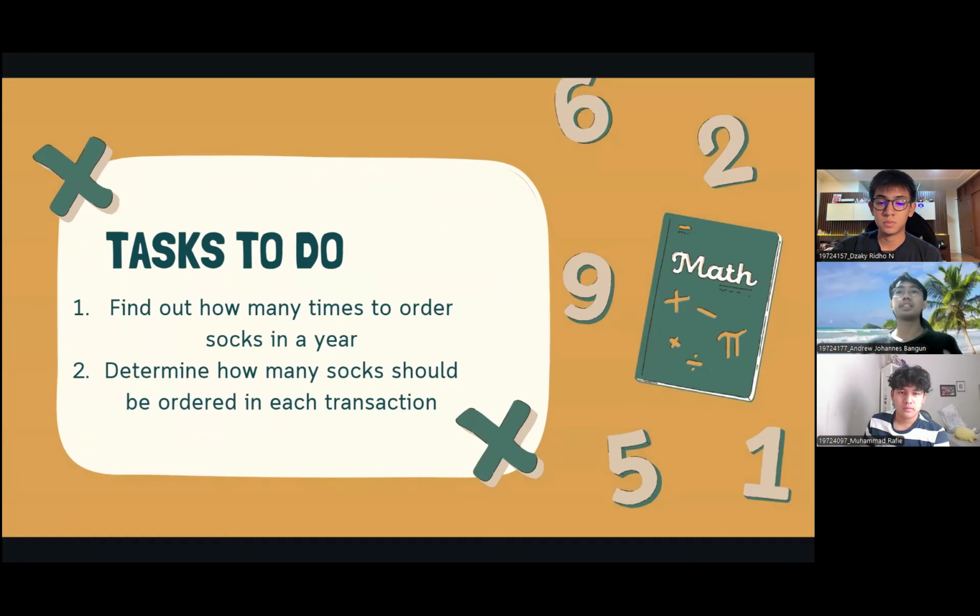So, what is our group task and what do we have to finish? First, we have to find out how many times to order the socks in a year. And the second task is to determine how many socks should be ordered in each transaction.